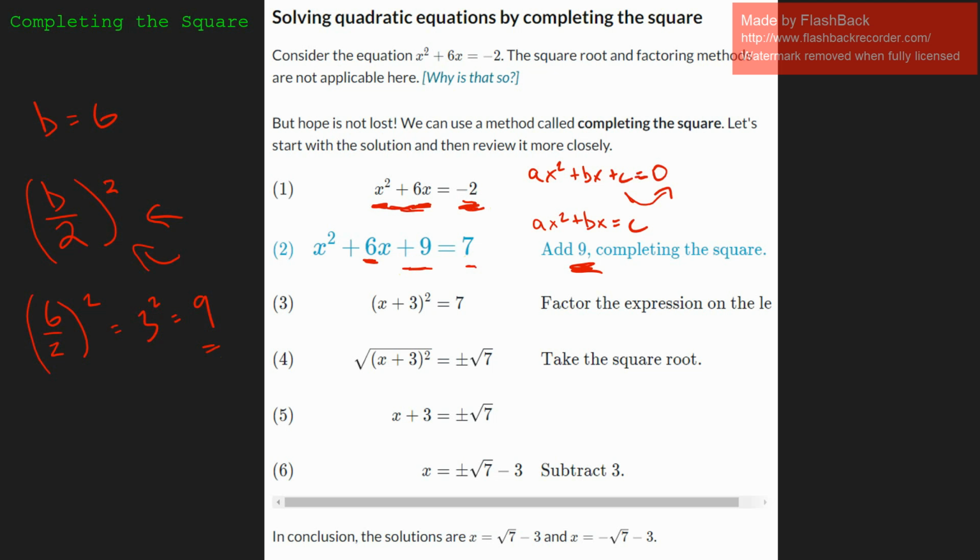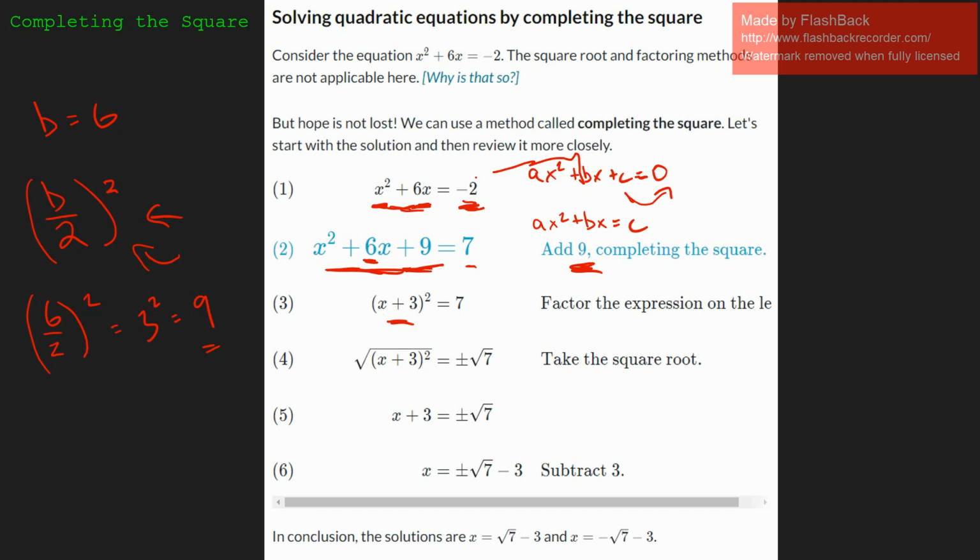Now, the whole point of doing that is that now, instead of just x squared plus 6x, you have x squared plus 6x plus 9. And that's a perfect square. That means you can factor it into something plus something or something minus something times itself. So again, this method is a little confusing perhaps, especially the first couple times you do it. When you factor x squared plus 6x plus 9, that's a perfect square. It actually comes out to, like it says here in step 3, x plus 3 squared.